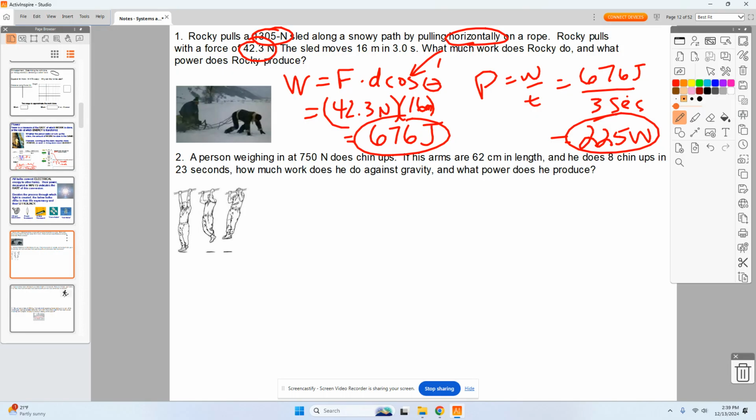All right. Raise your hand if you've ever done any pull-ups. A few people. A person weighs in at 750 newtons. He does some chin-ups. His arms are 62 centimeters in length, which is pretty typical. He does 8 chin-ups in 23 seconds. I'd like to know how much power or how much work he does against gravity and then how much power he produces. Try both of those. See if you can do it.